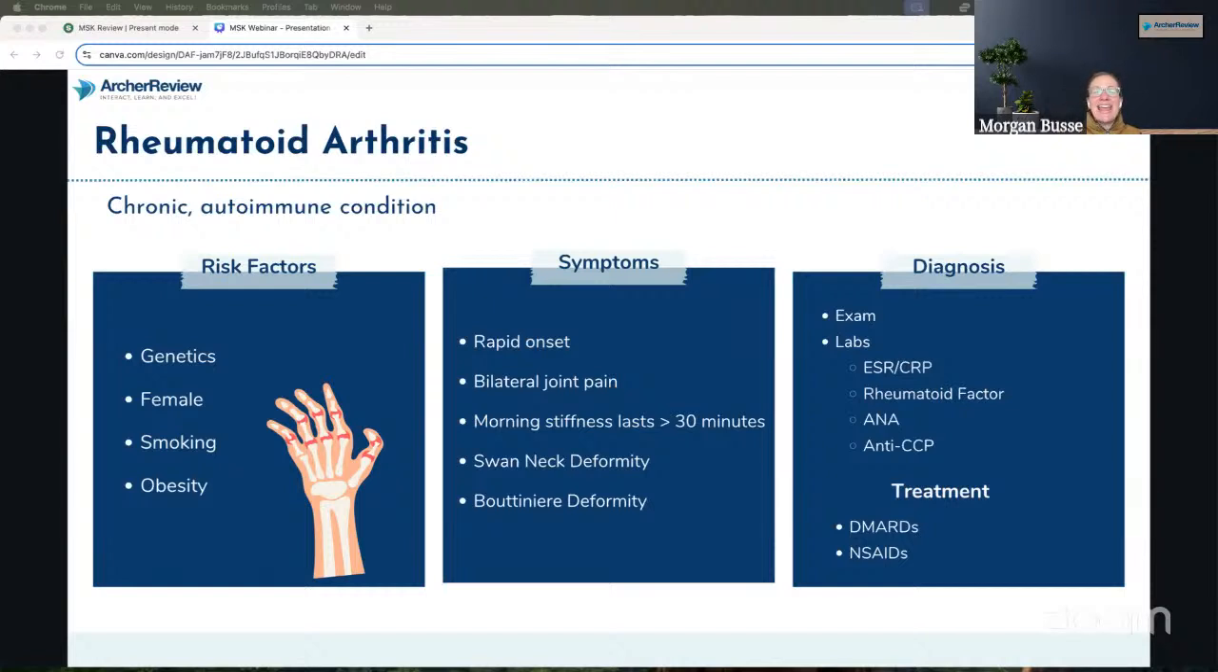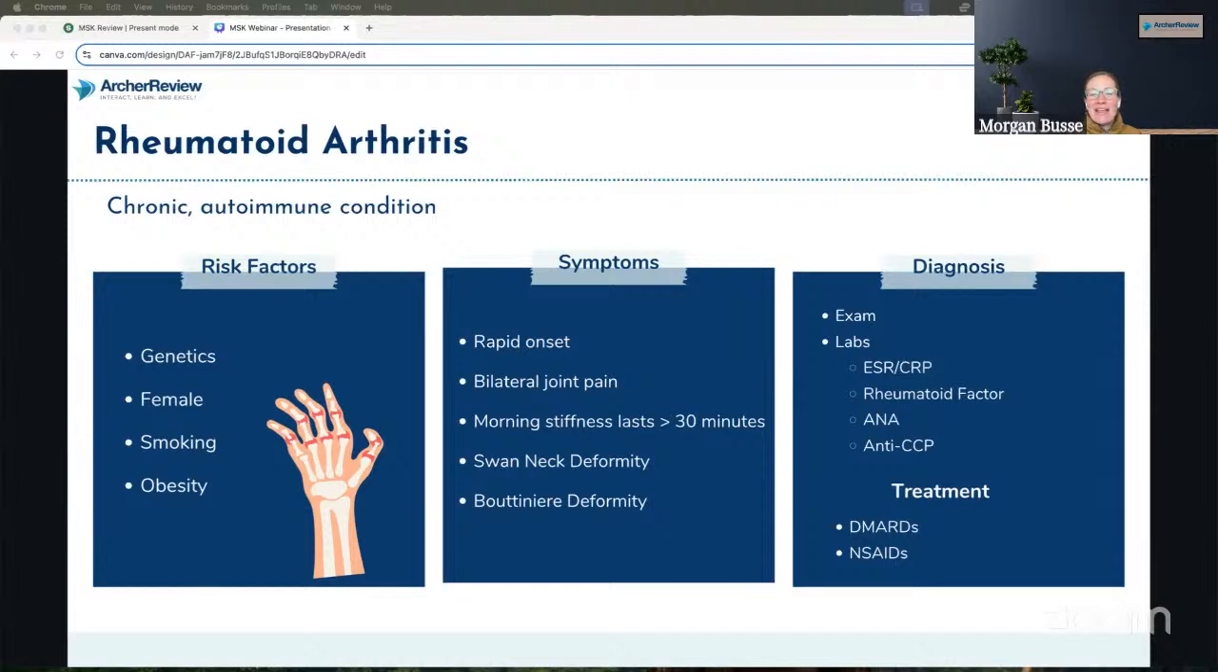Okay, we use those labs, the ESR and the CRP, if we're suspicious of inflammation happening in the body. It's not specific to something just like rheumatoid arthritis, okay? It just means there's an inflammatory process occurring. Rheumatoid factor is more specific to our rheumatoid arthritis. We'll also go ahead and get an ANA and the anti-CCP. Here, we're just looking at the whole panel of rheumatoid conditions.